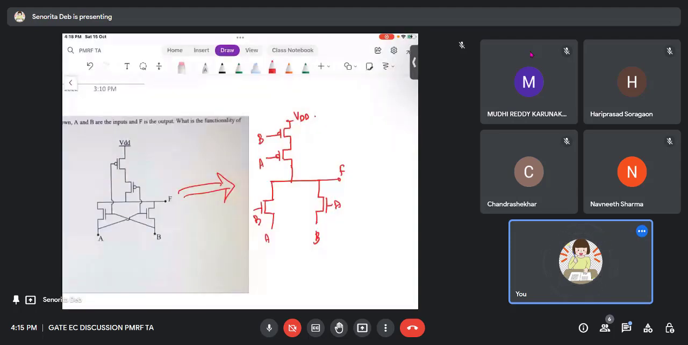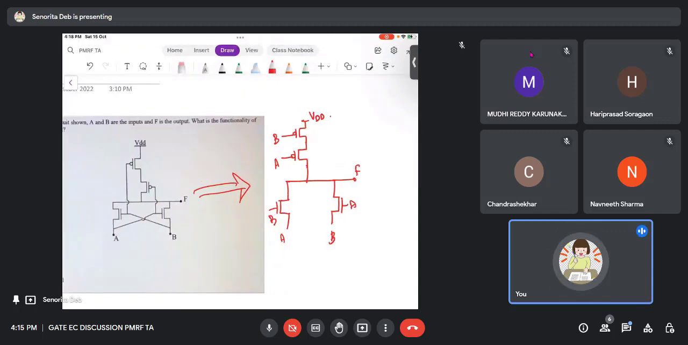Okay, so this is how I have redrawn the circuit. You would have seen this kind of circuit earlier, right? This looks like a NOR circuit, CMOS logic, if you know. But is it a NOR circuit? No, because in a NOR circuit, VDD is there, and then you have ground. NMOS is connected to ground, right? But here there is no ground.